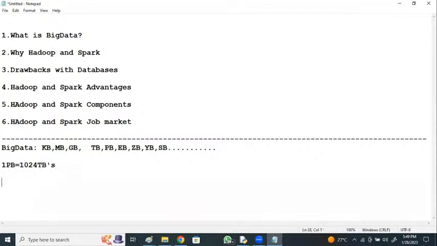Talk about the banking sector. If you take any bank like SBI or HDFC, within a city we see hundreds of branches, within the entire state thousands of branches, and within the entire country lakhs of branches for SBI. Within each branch there are millions of customers, each making multiple transactions per hour, per day, per week, per month, per year. Each and every transaction needs to be stored.